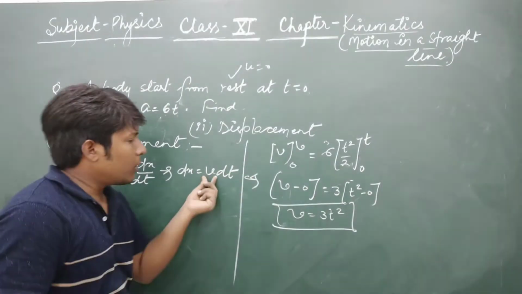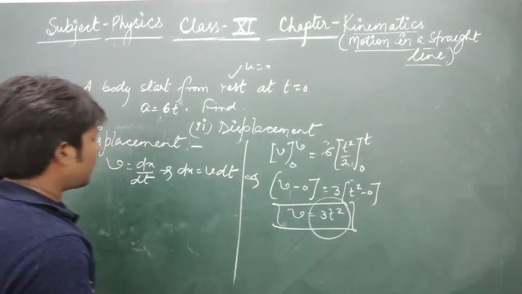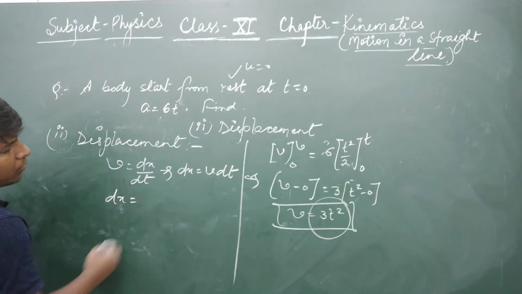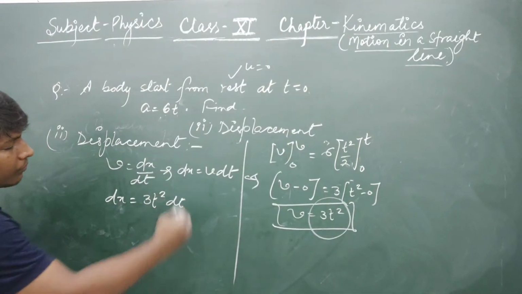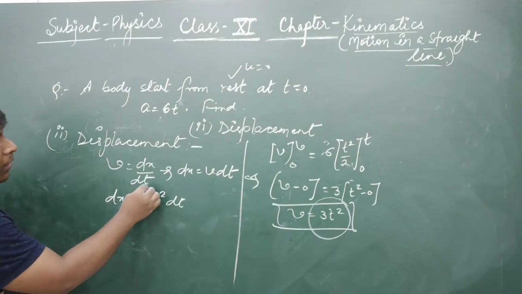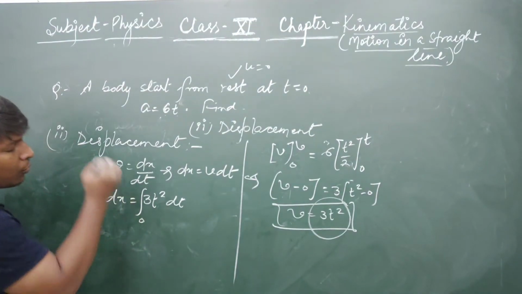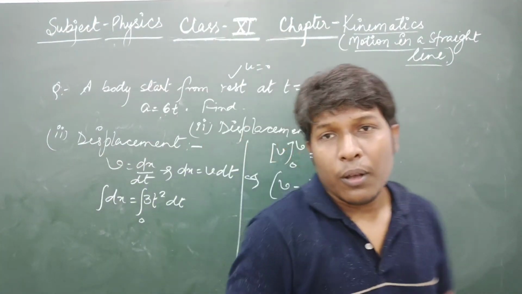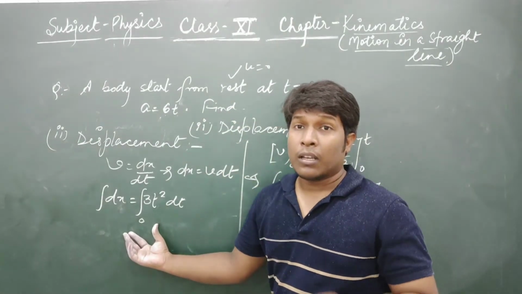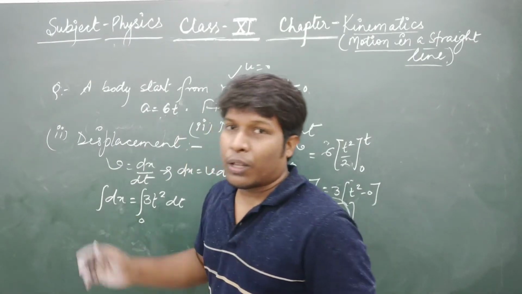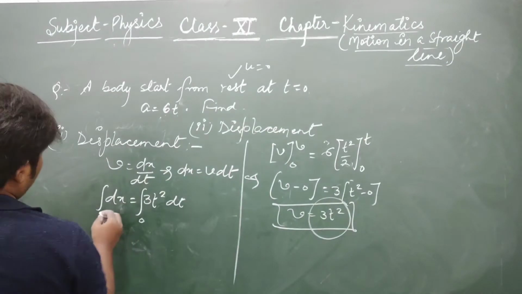Okay. Now we know the expression of velocity, 3t square. Put the value of 3t square in this expression. So dx is equal to 3t square into dt. Again, you have to integrate these terms. At t is equal to 0 the body starts from rest, so the initial limit of time is 0, and the initial displacement will be 0.